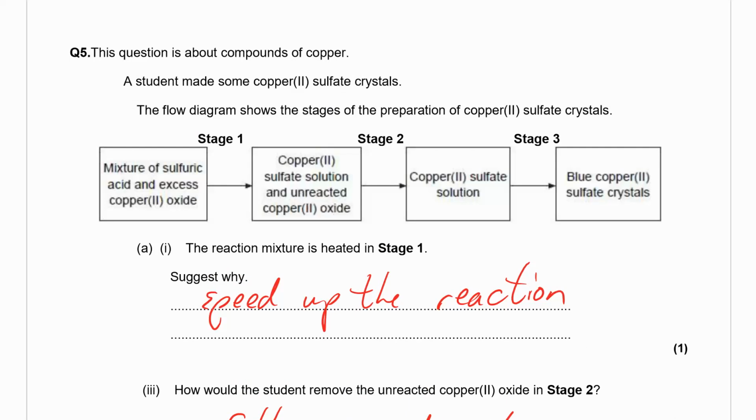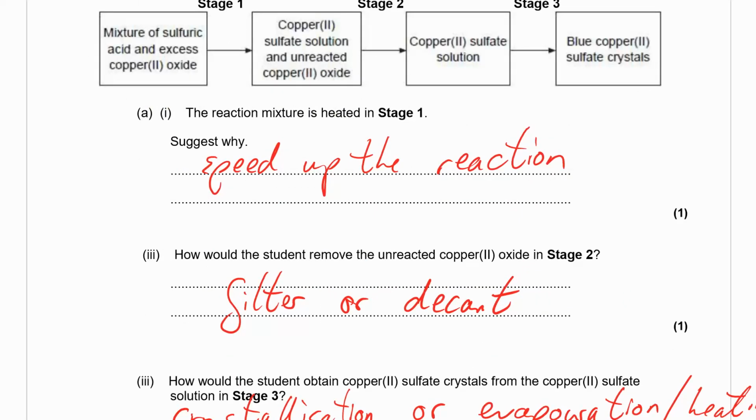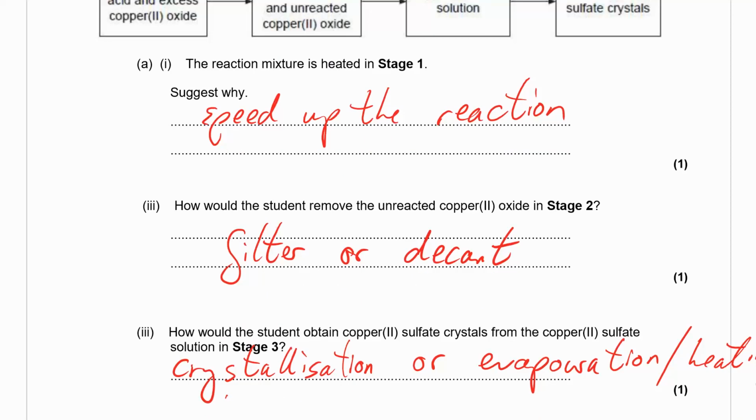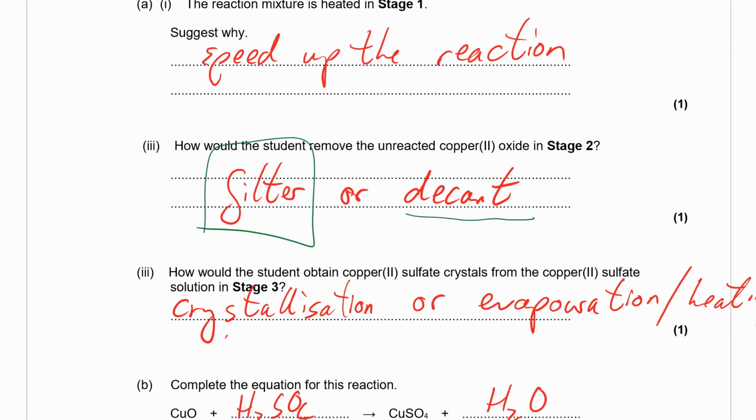Question 5. The reaction is heated in stage 1, suggest why. Speed up the reaction, that's why we're heating it. How does the student remove the unreacted copper oxide? We'd filter it or decant. Decant just means to pour off the top, but filtering is obviously the better, and that's worth 1 mark.